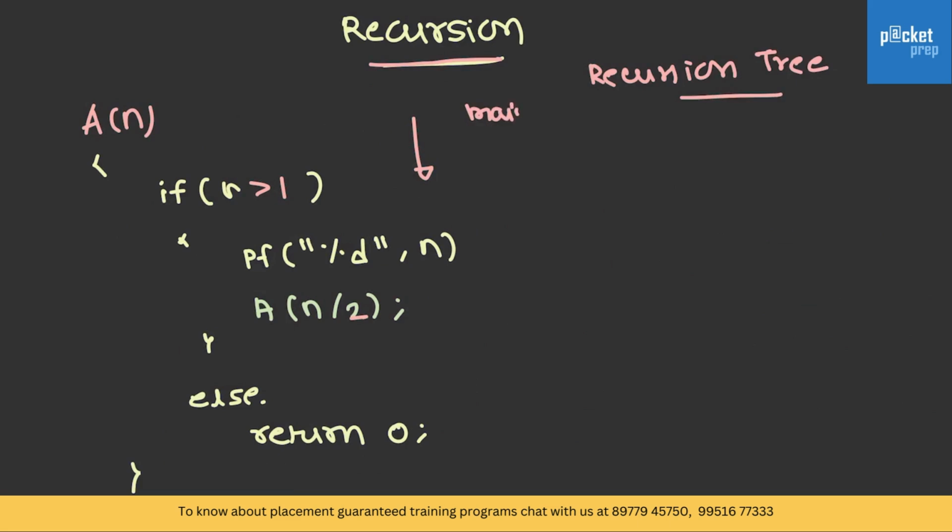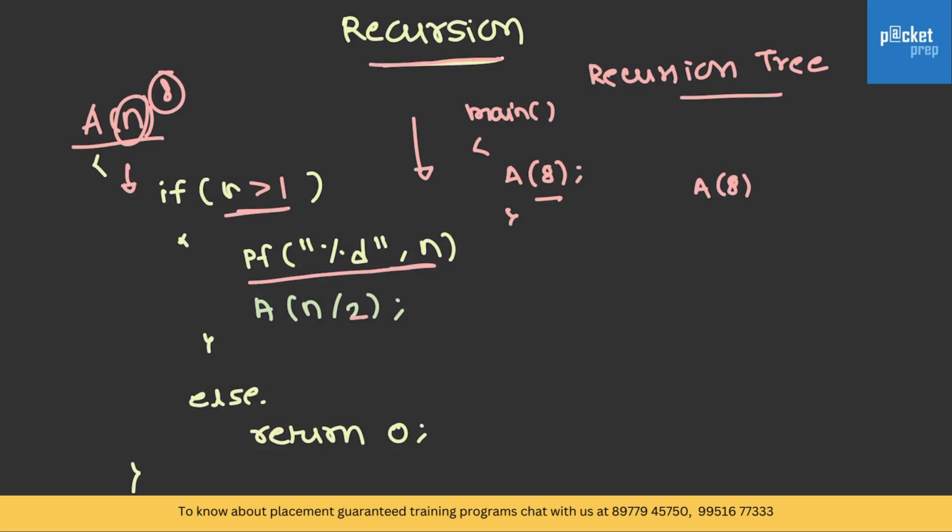Let's assume in the main function, the function a has been called with a parameter of 8. So the actual argument is 8 and the formal argument is n, which is also 8 in this case. Initially a of 8 has been called, it enters the condition. Now this condition is satisfied. So the value of n is 8 here, so 8 has to be printed. Followed by that, a function call has been made to a of 4. Now the value of n is 4 and the execution continues.